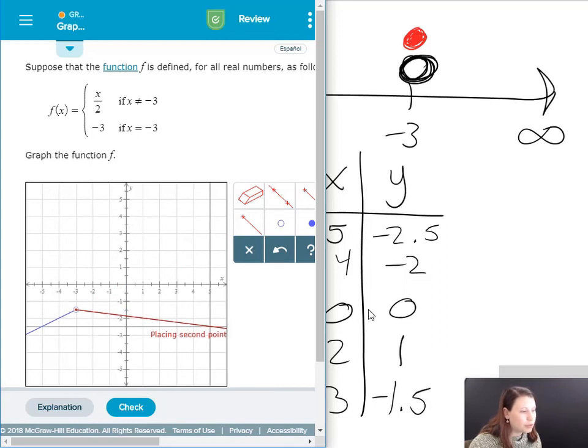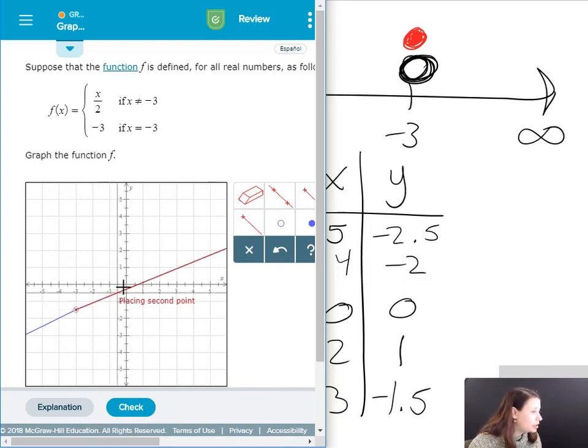Well, that's one of the options. We could also do 0, 0. Then 2 goes to 1. Also works. So all of these first points are good. We did our empty circle at -3, -1.5.